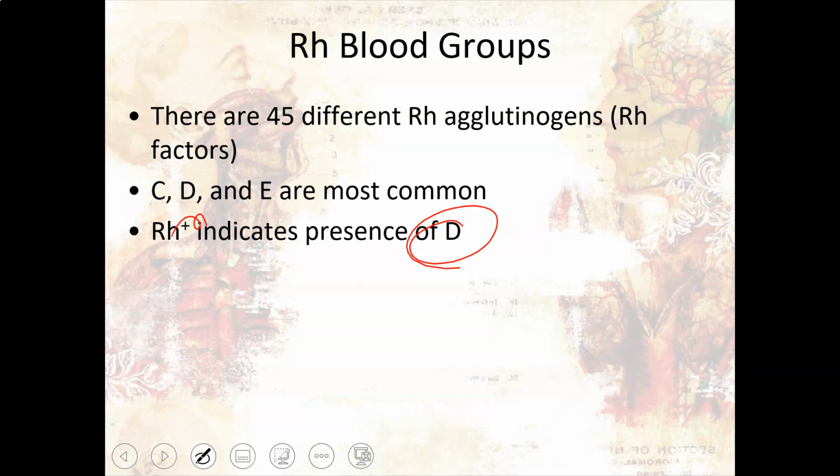That's factor D. Now the Rh factor for factor D is a simple dominant-recessive. Rh positive is dominant, and Rh negative is recessive. So you have to inherit two recessive alleles to get that negative blood type. So it's a lot less.